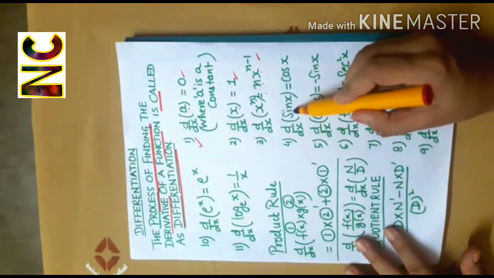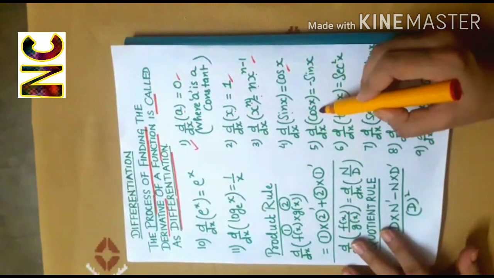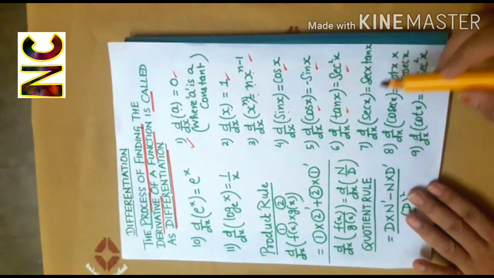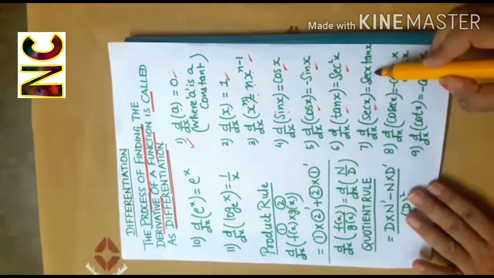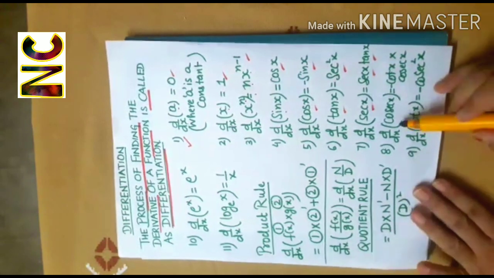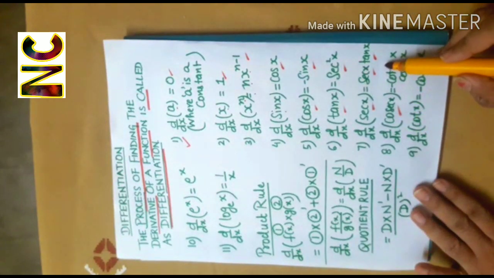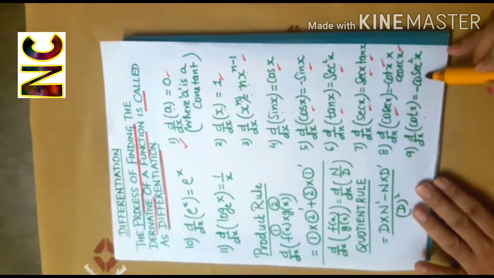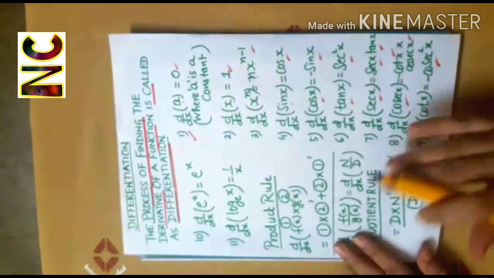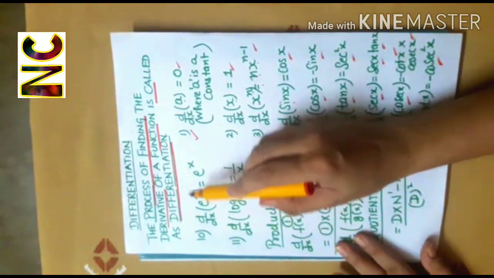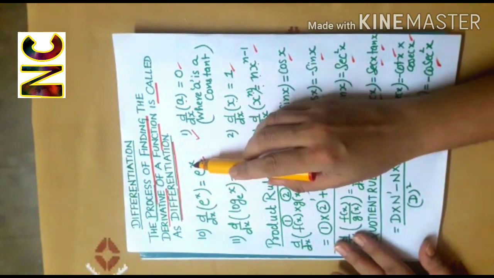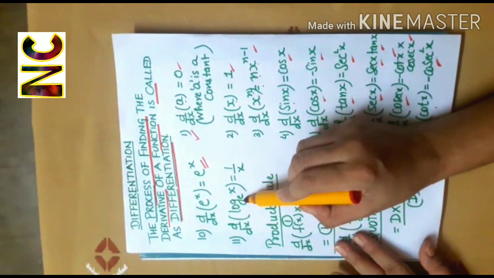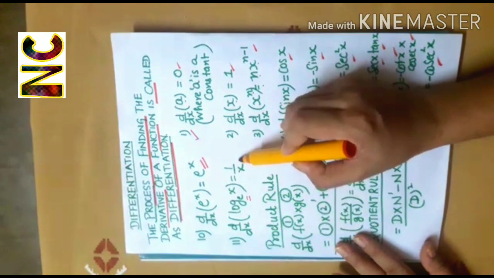Then we learnt derivative of sin x is cos x, derivative of cos x is minus sin x, derivative of tan x is secant square x, derivative of secant x is equal to secant x into tan x, derivative of cosecant x is equal to minus cot x into cosecant x, derivative of cot x is equal to minus cosecant square x, and derivative of e raised to the power x is equal to e raised to the power x, and derivative of natural log x, natural log means to the base e, is equal to 1 by x.